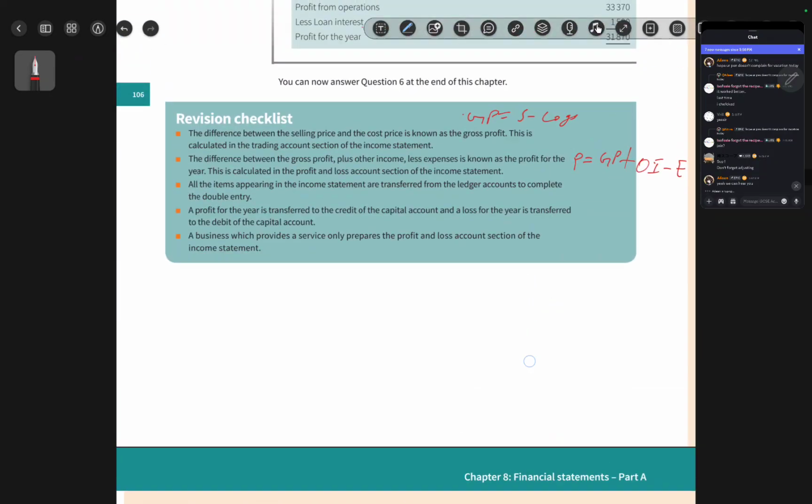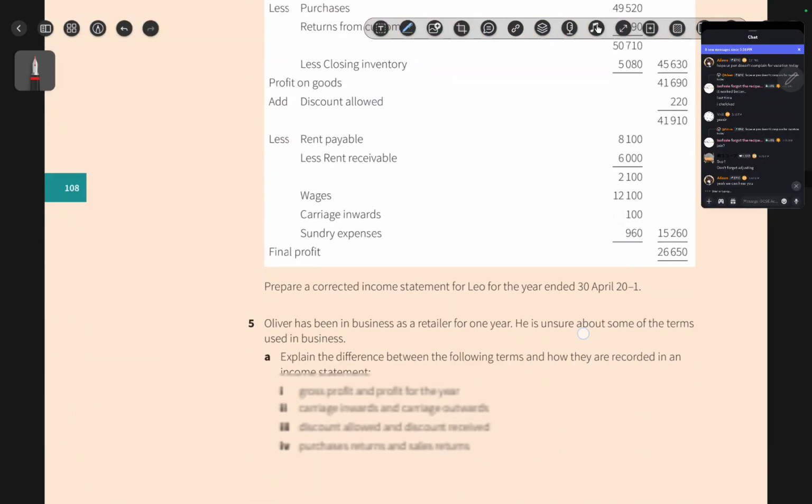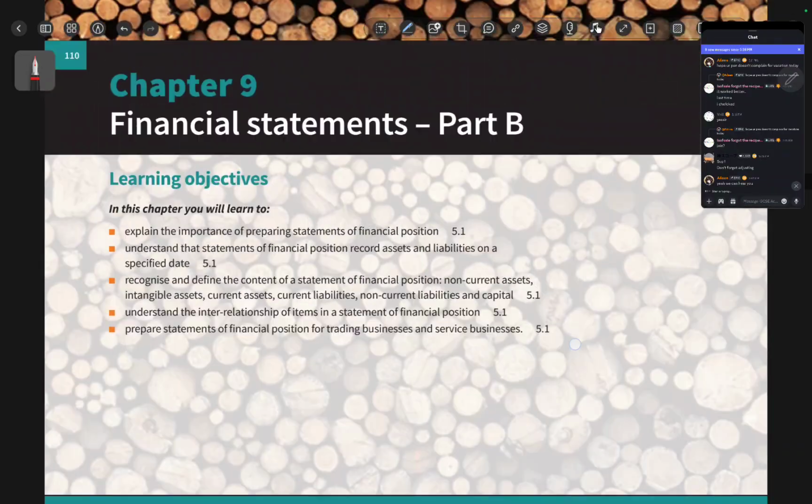A profit for the year is transferred to the credit of the capital account and a loss is transferred to the debit. Credit of the capital if it's a profit because it's increasing the capital. Debit of the capital account if it's a loss because it's decreasing the capital. A business which provides a service only prepares the profit and loss account section of the income statement because they do not have any trading activity. That's why they don't need to prepare a trading account section.